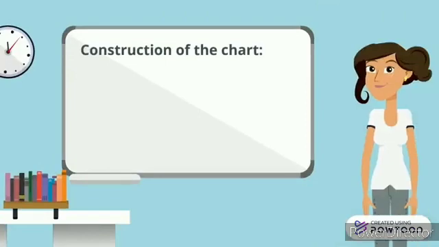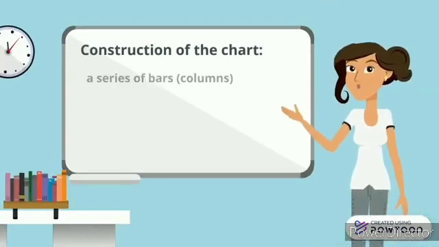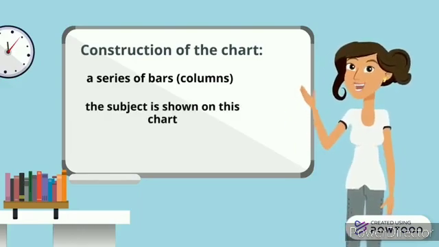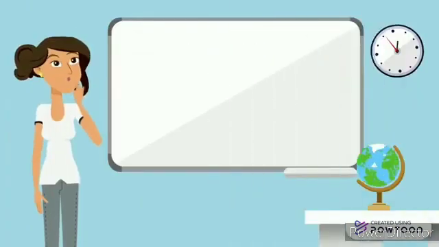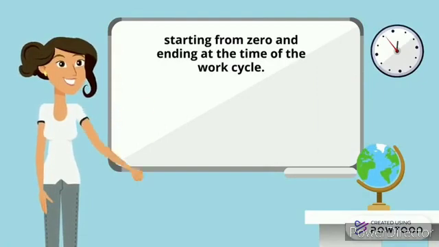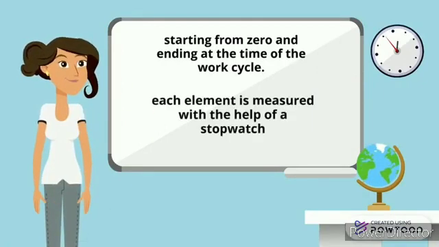Construction of the chart. A multiple activity chart consists of a series of bars, columns, placed against a common timescale. Each subject is allocated one bar and the activities related to the subject are represented in this bar. The columns are placed against a common timescale which starts at 0 and ends at the cycle time of the job.